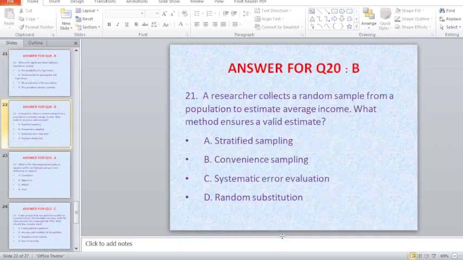Question number 21. A researcher collects a random sample from a population to estimate average income. What method ensures the valid estimate? A. Stratified sampling. B. Convenient sampling. C. Systematic error evaluation. D. Random substitution. The answer for this question is stratified sampling. Choice A.